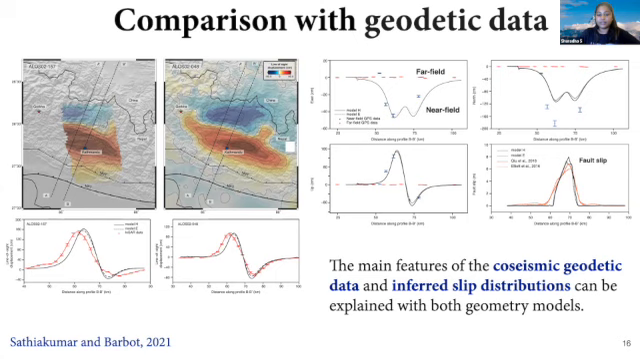But the blue points are from near-field GPS stations, and again, there's very general agreement with our models, especially with the vertical displacement. And the bottom panel here shows the comparison between our models and the inferred slip distributions obtained using these two geometries.